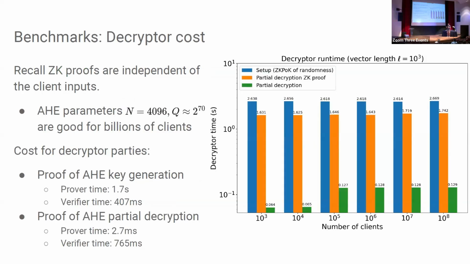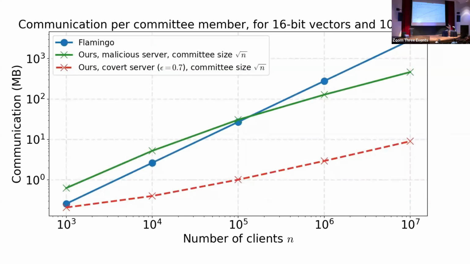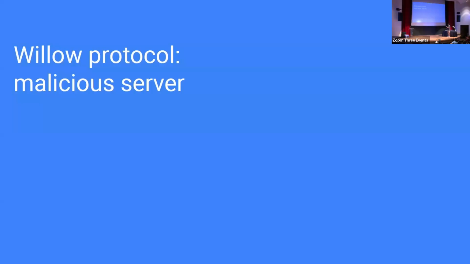Also, as for the decryptors in the committee, we're going to require 2 additional, very similar proofs. So their proof cost is pretty similar to the client's proof cost, and the verifier cost for the server is also pretty similar. So this is for the semi-honest server version of our protocol. And I'll skip the communication.